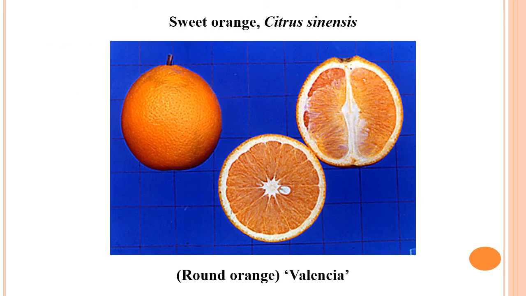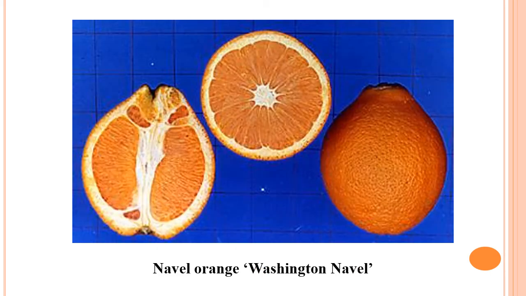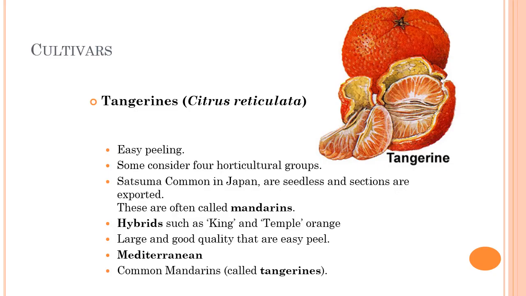This is sweet orange, and this is the Valencia type, number 1 category. This is number 2, Washington Navel, Abu Sarra. Okay, and then you also have the other 2: the one that's red from the inside, the blood orange, and the acidless. Okay, second group, the tangerine, Citrus reticulata, which also includes mandarin.